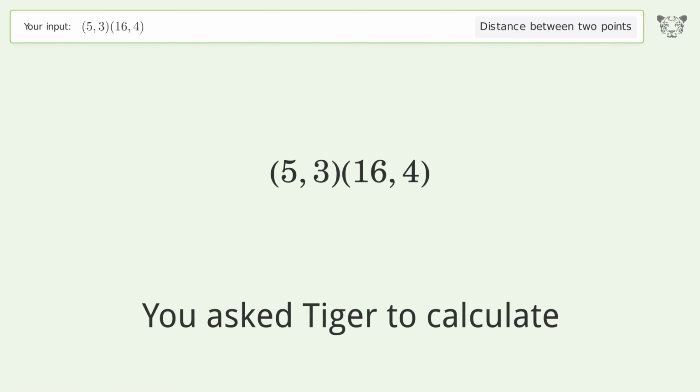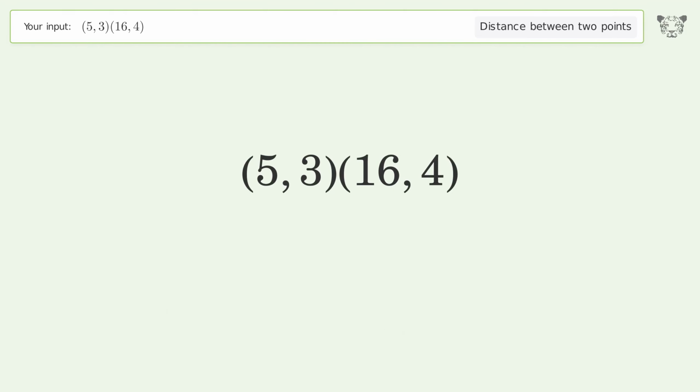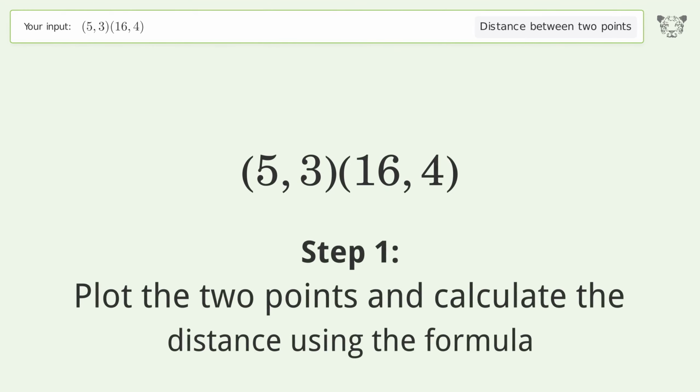You ask Tiger to calculate. This deals with the distance between 2 points. The distance between the 2 points is the square root of 122, or 11.045. Let's solve it step by step. Plot the 2 points and calculate the distance using the formula.